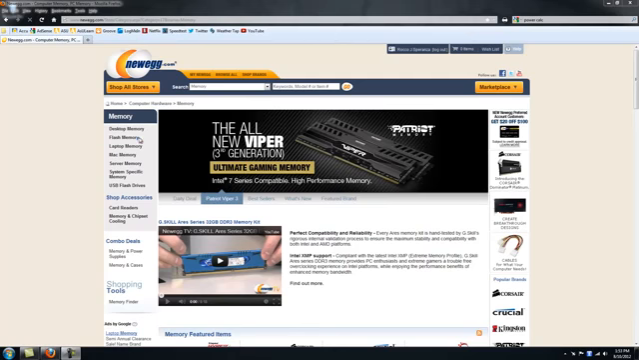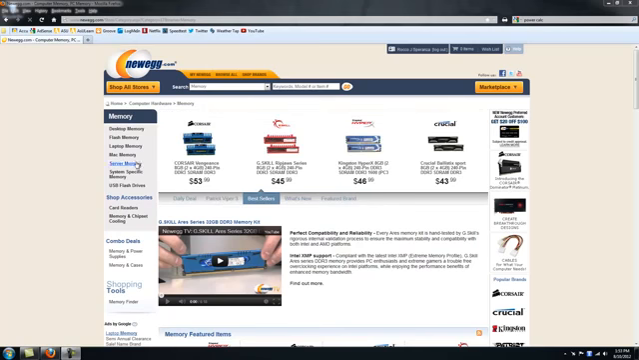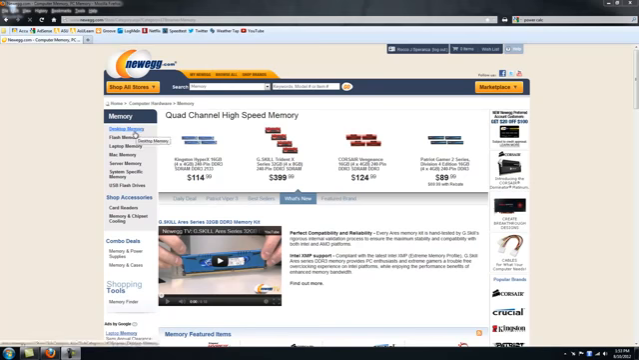the desktop memory is what we're gonna be looking at. You have flash memory, laptop memory, Mac memory, server memory. Just different types, USB flash drives, card readers, blah blah blah. What we're looking at is desktop memory since we are building a desktop.